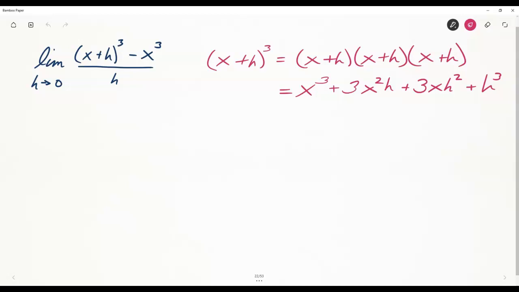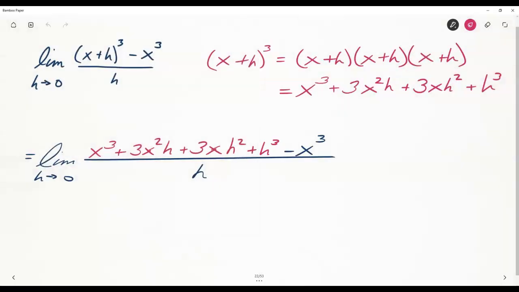So when I substitute that into the problem, the x plus h cubed contributes all of these red terms that are in this numerator. This negative x cubed is the one that was originally in the problem to start with.